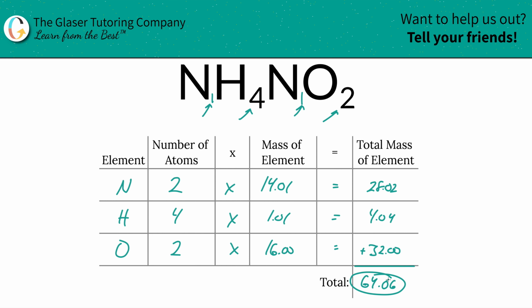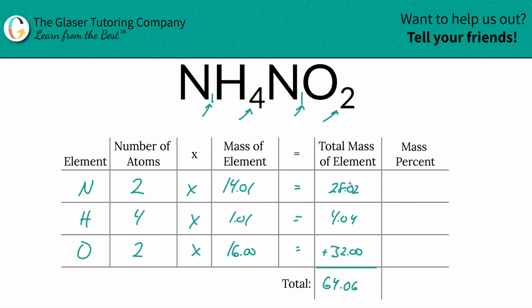Now what I'm going to do is add a column to the table, and finding those percentages is going to be so simple. Watch. Bam! So to find the mass percent of nitrogen, we're going to take the total mass of that nitrogen, 28.02 units of mass, divided then by the total mass of the entire compound, 64.06 units of mass, and then multiply by 100. That is a simple percent, part over whole times 100.